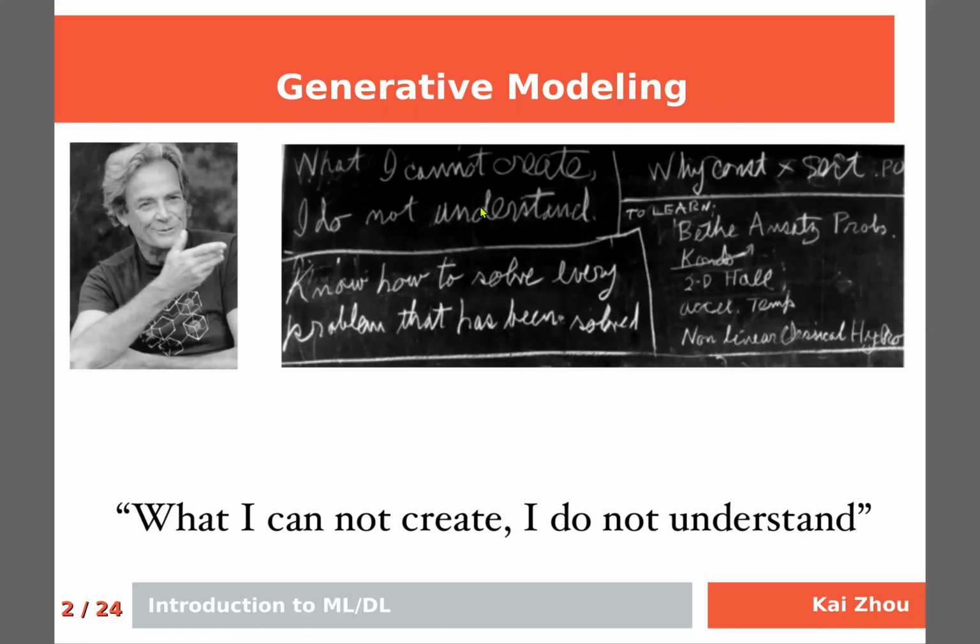And what variational autoencoder is doing is generative modeling, but it's using some kind of latent variable. So what's happening here?